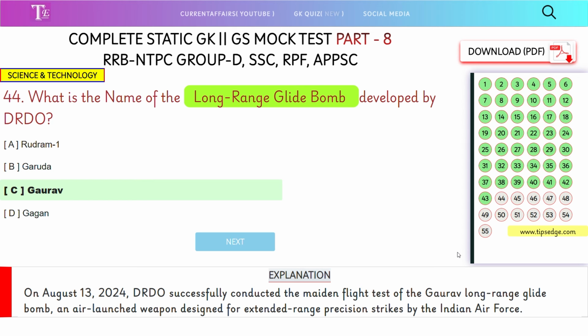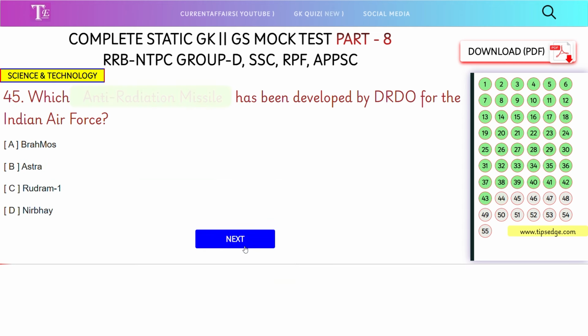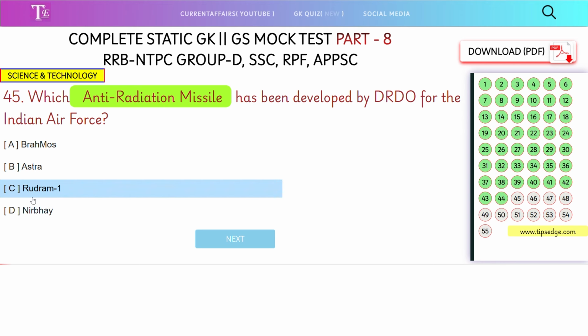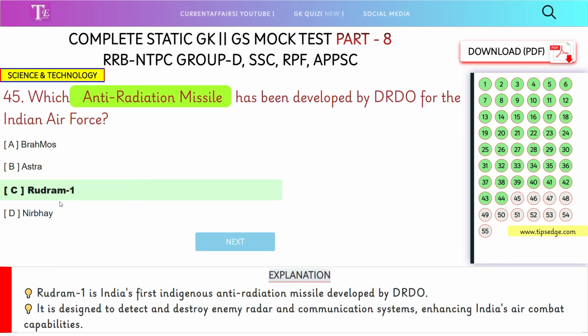Now moving to the 45th question. Which anti-radiation missile has been developed by the DRDO for the Indian Air Force? Answer: Rudram 1.